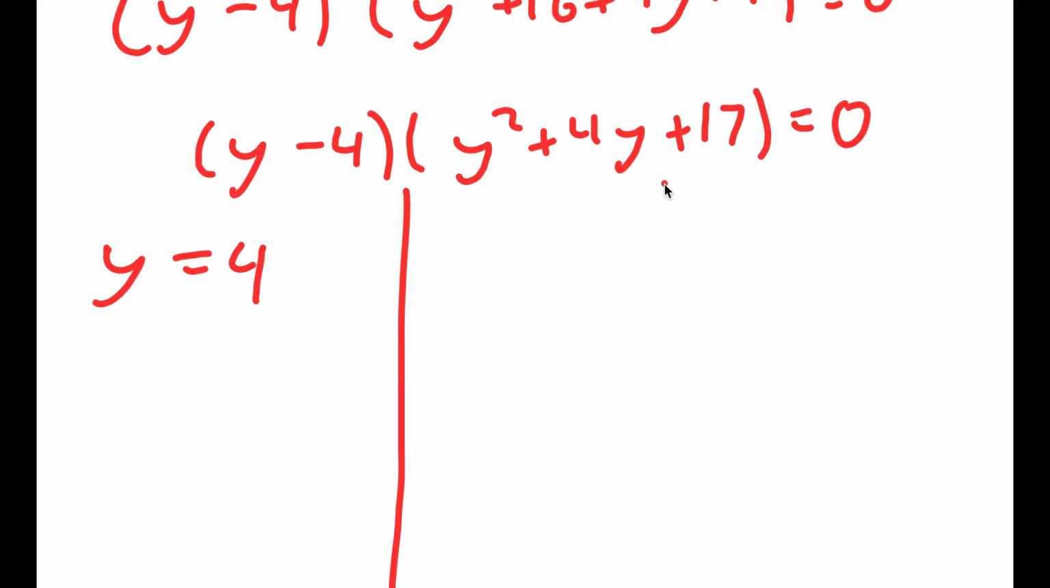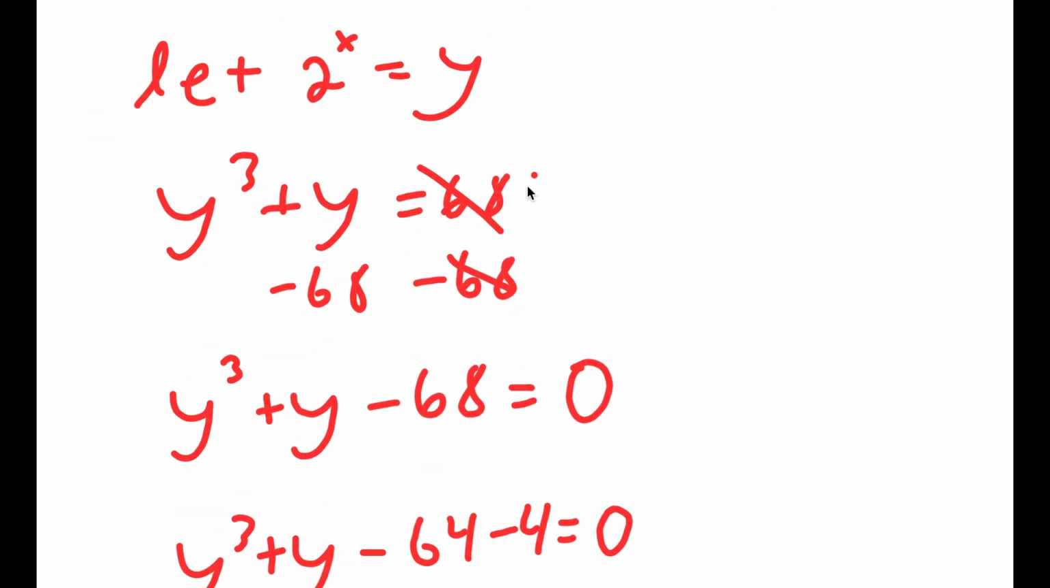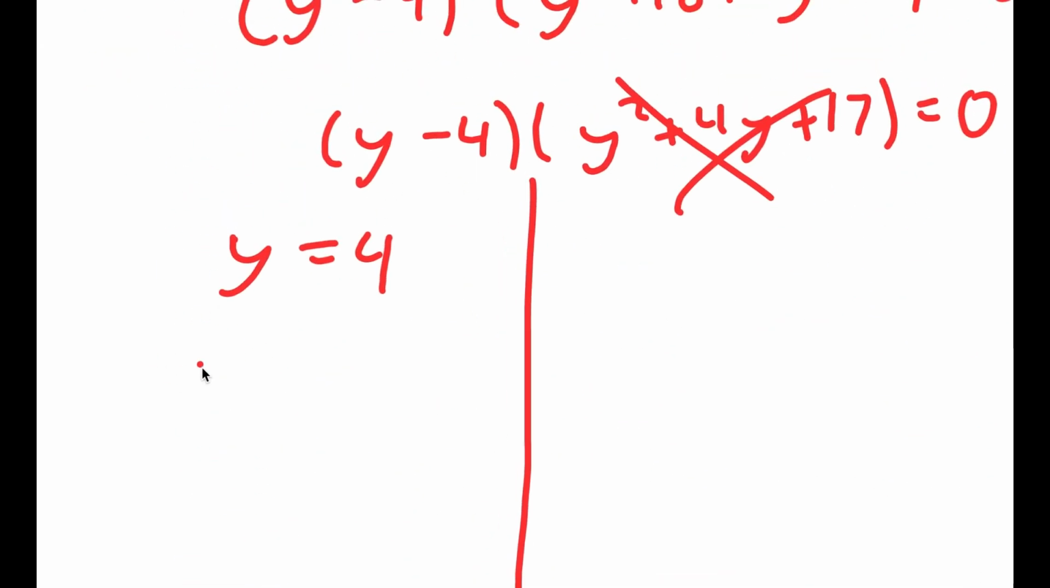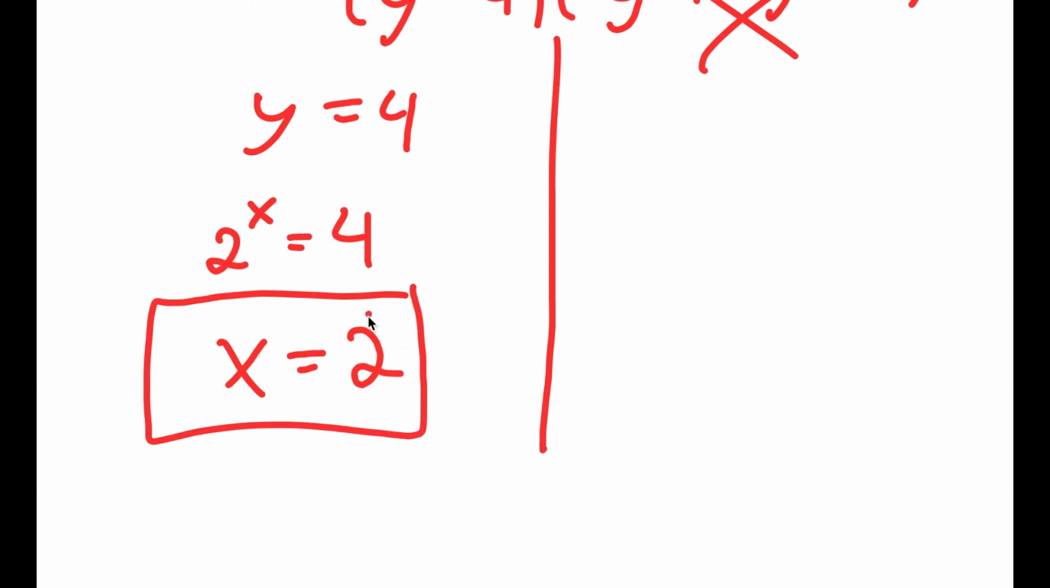And if you use the quadratic formula and solve this, you get the square root of a negative number, and you can't take the square root of a negative number, so this is wrong, and y equals 4 is my only solution. Now remember how we let 2 to the power of x equal y. So now we have 2 to the power of x is equal to 4, and 2 to the power of what equals 4? 2. So I get x is equal to 2, and this is my solution.